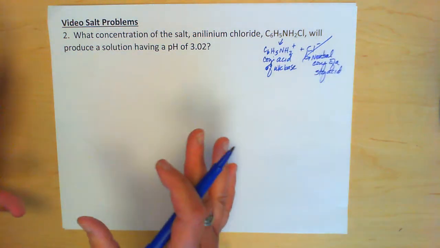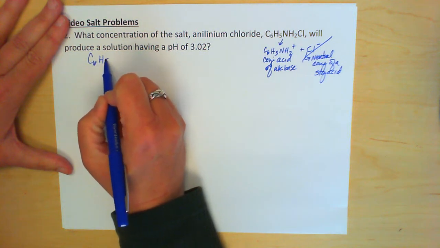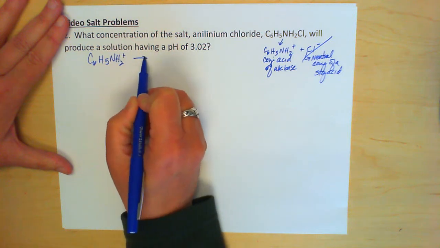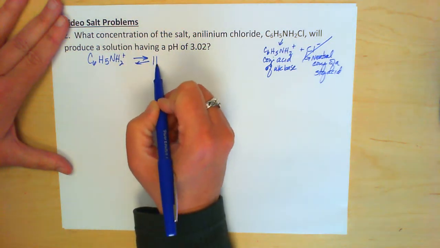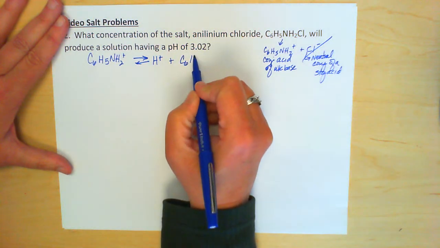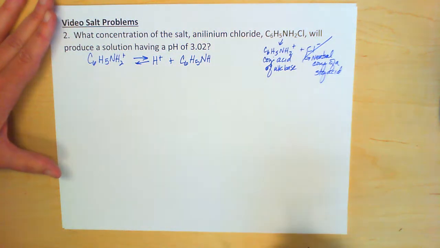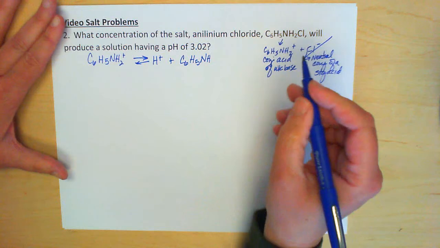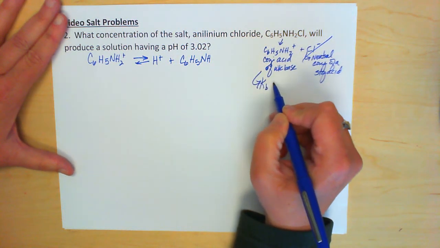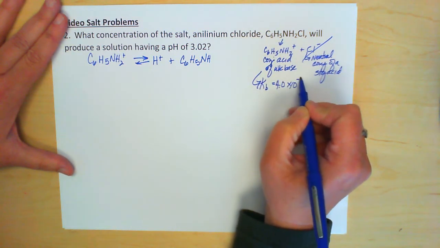up our equation first. So we're going to start with C6H5NH2 plus. This is a weak acid, so we're going to dissociate the acid off of it and be left with our neutral species, which is C6H5NH2. Now, this is a weak base, so it has a Kb value. So if we look up the Kb value, we get 4.0 times 10 to the minus 10th.